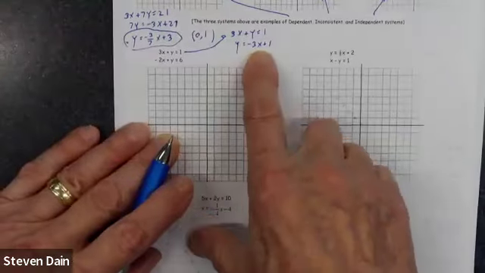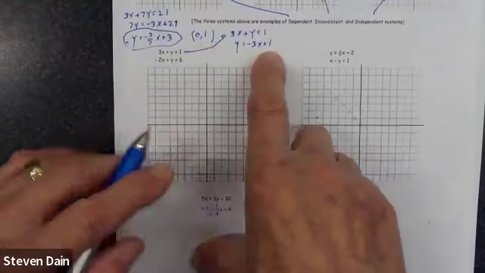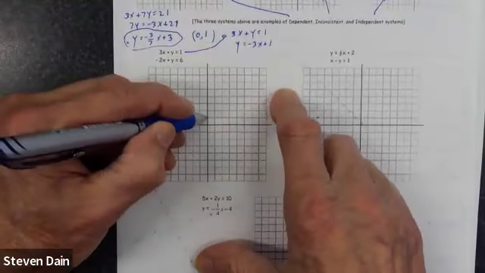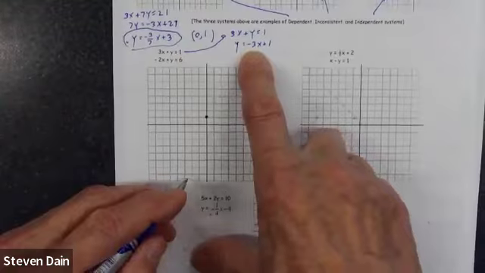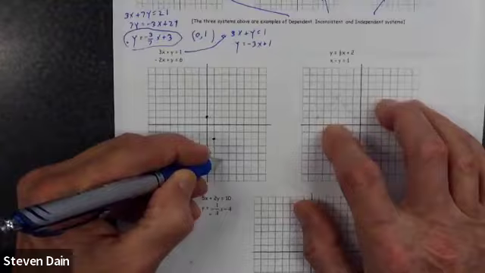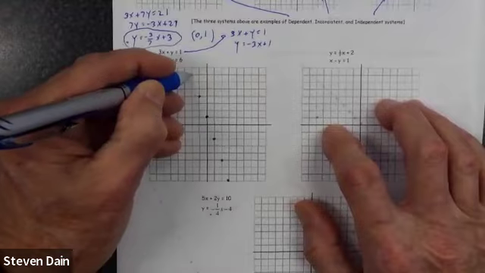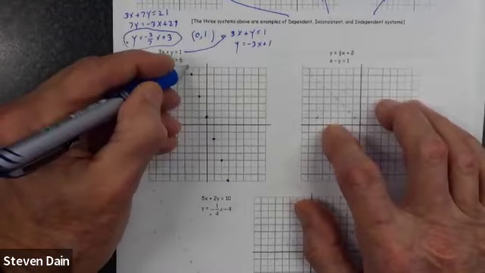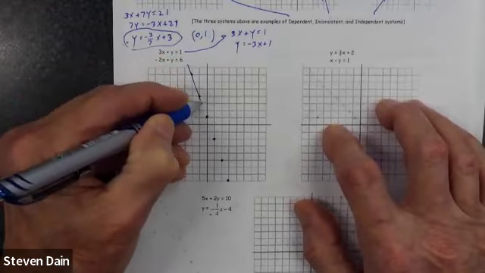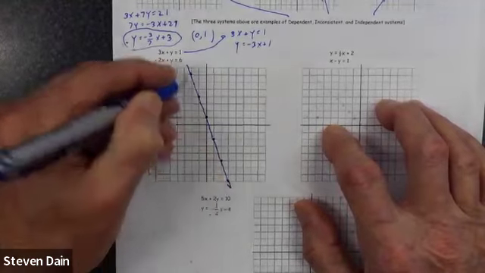Now that it's in slope-intercept form, and notice it agrees with what I got a minute ago, I start at 1 on the y-axis, -3 for the slope, go down 3 over 1, down 3 over 1, or up 3 and to the left 1, and a nice straight line through all those.